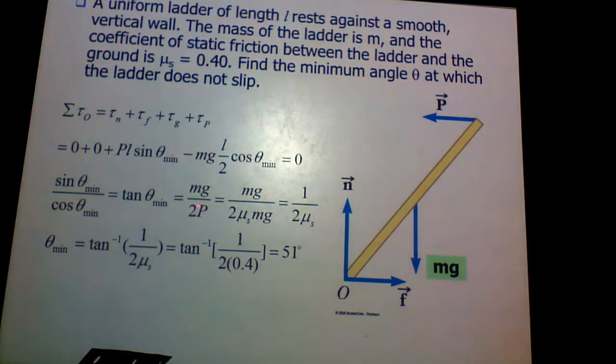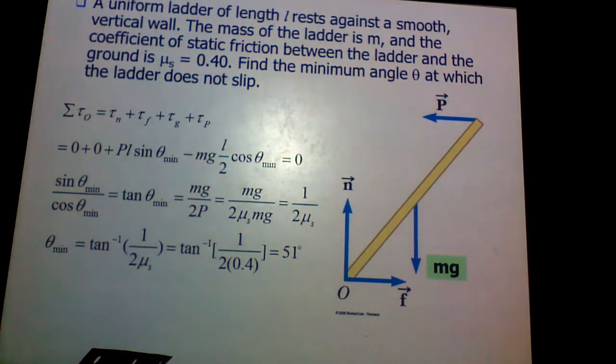2p. Well, we said from the forces that p was the same thing as mu times mg. That's what we did from a couple slides ago. So I just subbed that in right here. Well, look here, masses cancel, g's cancel, so I'm left with tan theta equals 1 over 2 times mu. The only thing that we were given was mu, and that was 0.4.